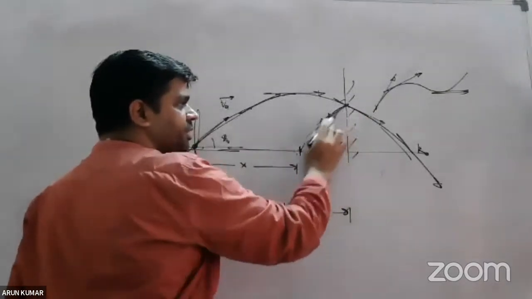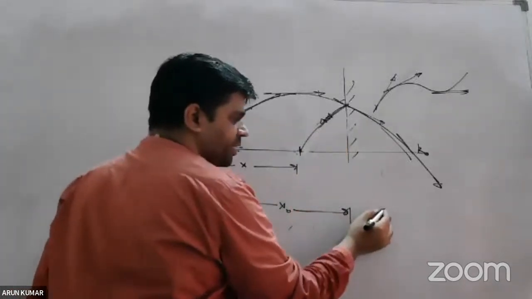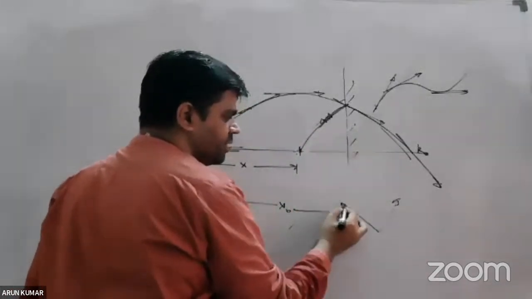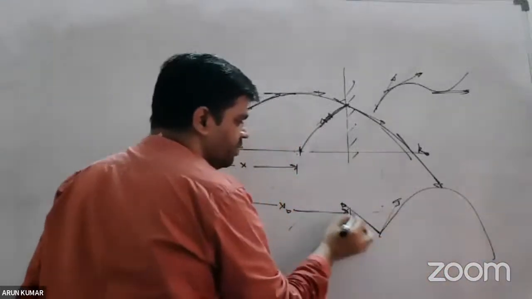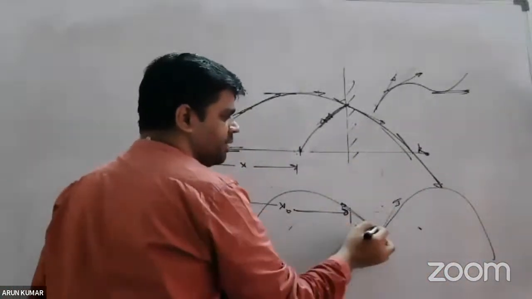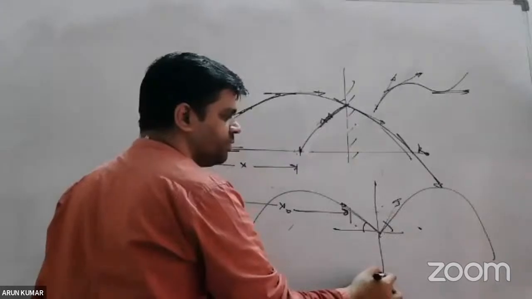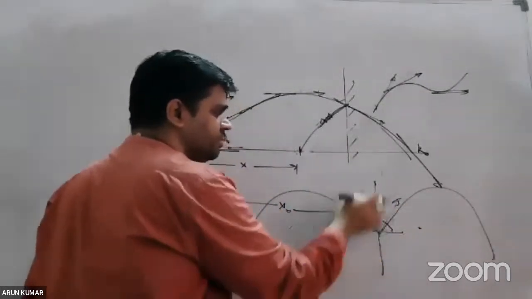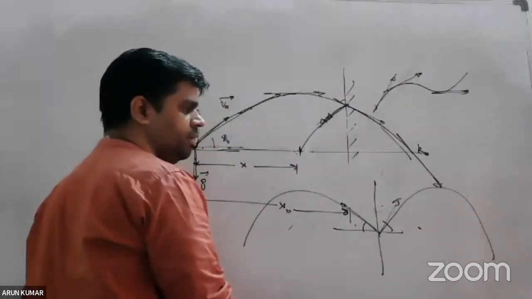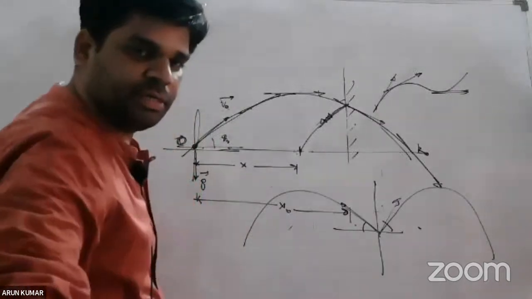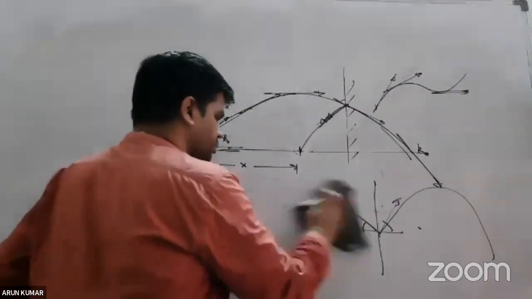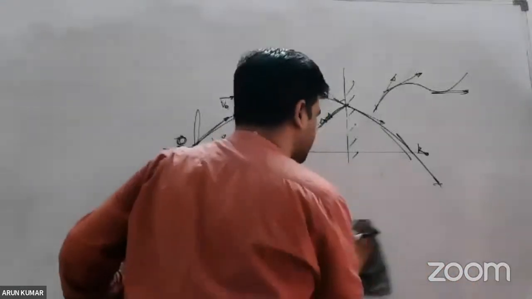These velocities are symmetric. See, if you release a particle like this, the parabola goes like this, and this one goes like this. This will be symmetric. If these velocities are symmetric with respect to the vertical, this parabola will also be symmetric with respect to the vertical. So this is going to be symmetric.